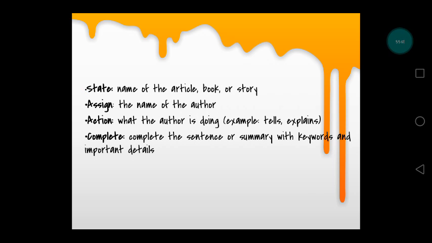Okay, so let's see. So state, so SAAC, state, this is the name of the article, book, or the story. Next is A, assign, the name of the author. Next, another A, action. So what the author is doing, for example, tells or explains. Okay. And next is complete. So for letter C, complete the sentence or summary with keywords and important details.